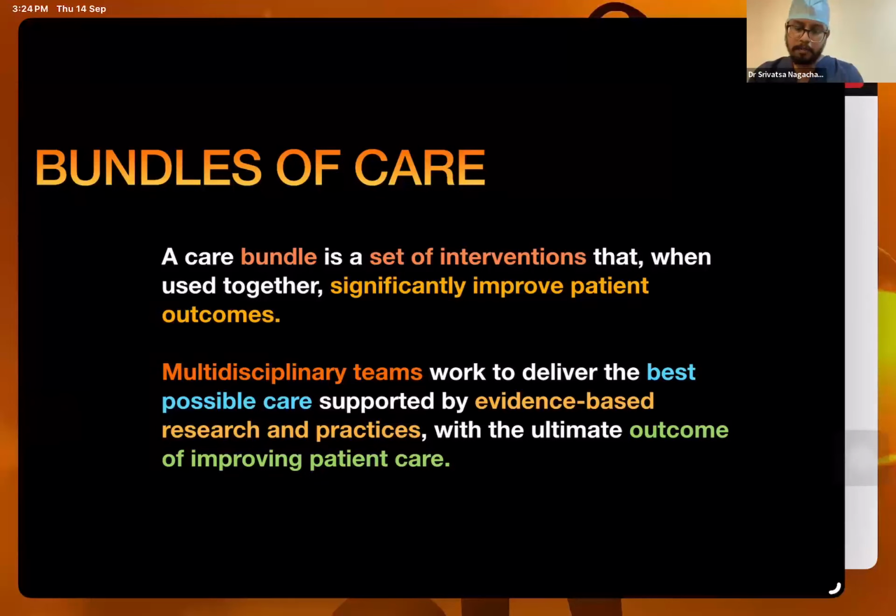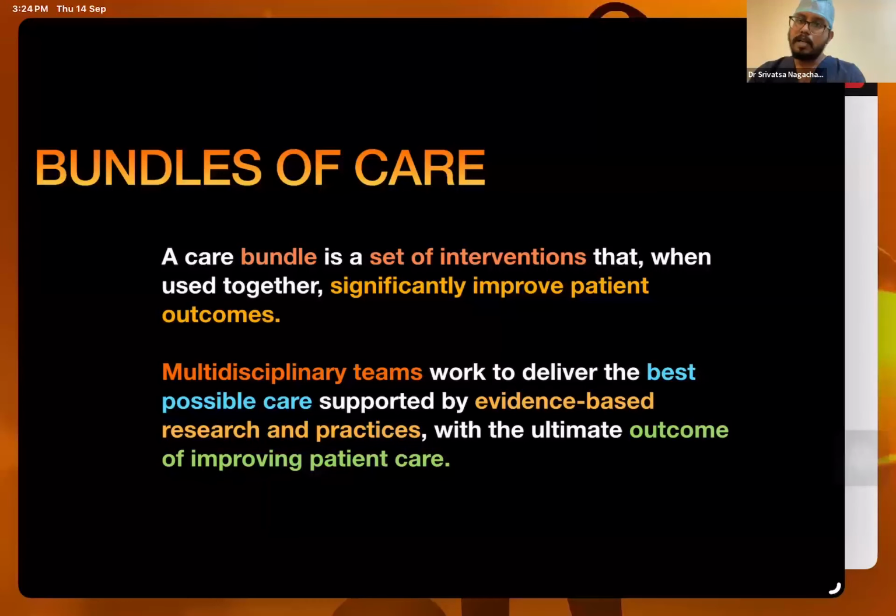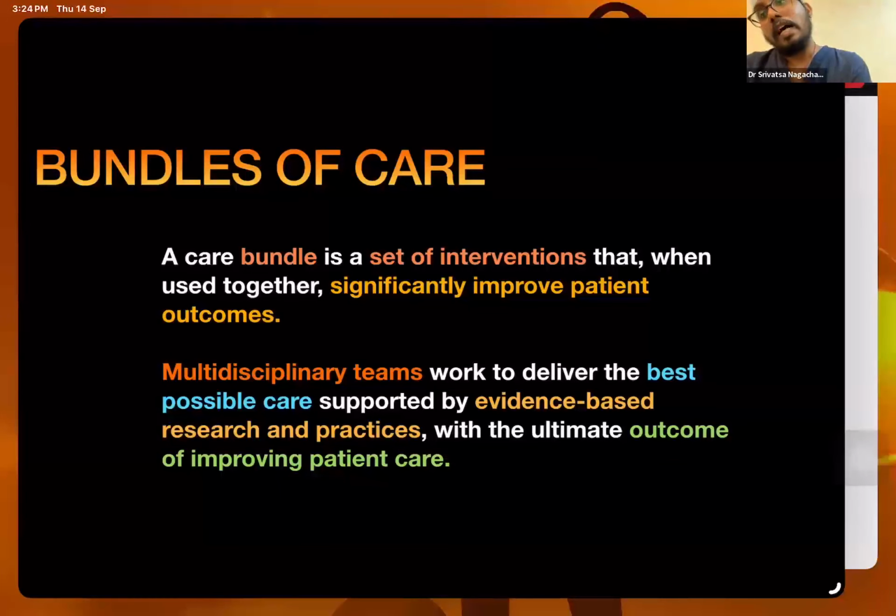So a few brilliant minds came up with this concept of bundles of care. You've also heard me saying bundles of care. So what does it mean? It's basically a set of interventions that we do together, so that at the end of the day, it significantly improves patient outcomes. Because the small things we do will eventually add up, and that gives us better outcomes. So multidisciplinary teams work together to deliver the best possible care, supported by evidence-based research. That's the reason I'm saying clamping is no more recommended. It's no more evidence-based practice with the ultimate outcome of improving patient care. So let's dwell into the bundles of care one by one.